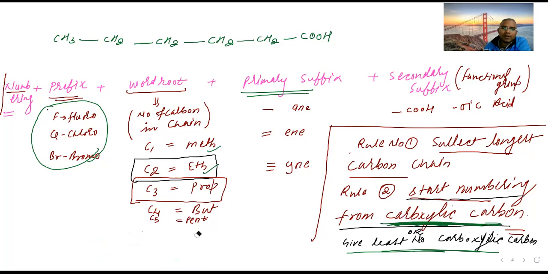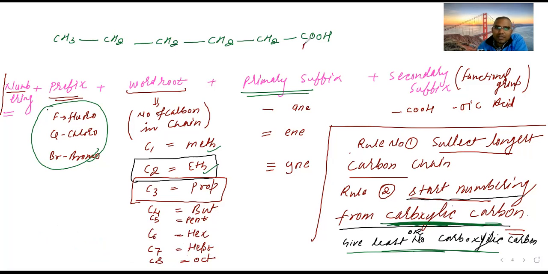Yeah, good. So here you see, if 6 carbons are there, it is known as hex. If 7 carbons are there, that is going to be known as hep. If 8 carbons are there, that is going to be oct. So here you tell me, we have to start from the carboxylic group side. Yes or no? Because rule number 2 is saying start numbering from the carboxylic carbon.